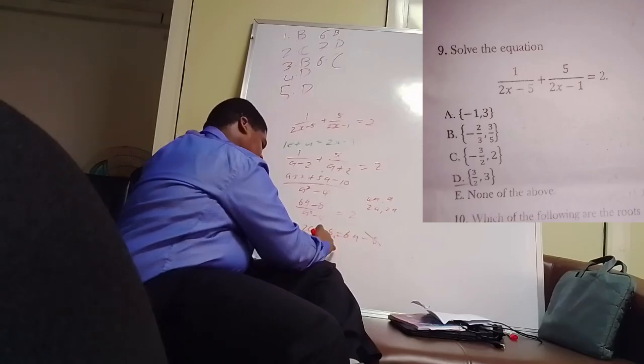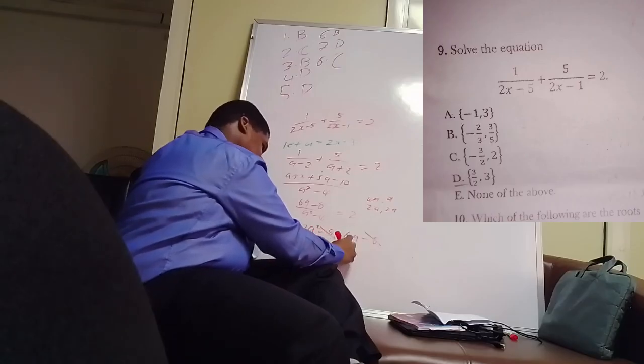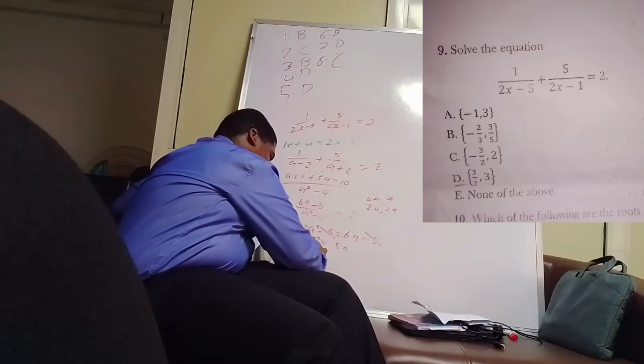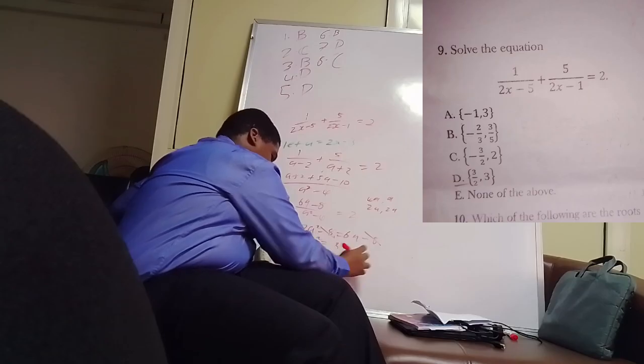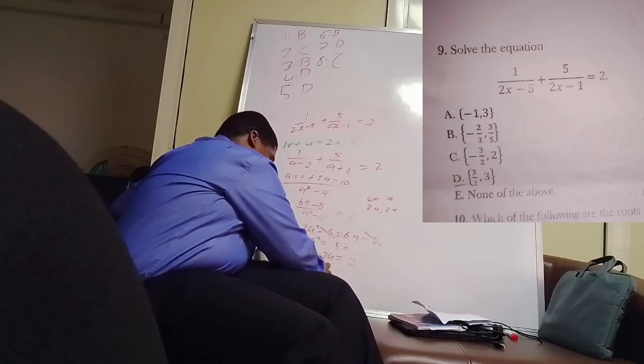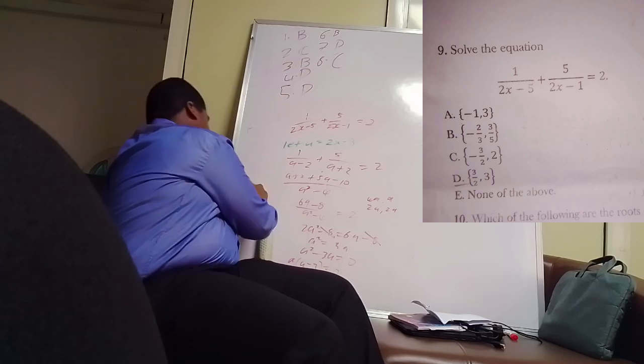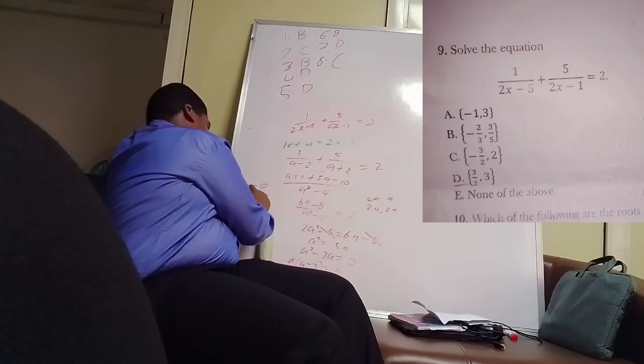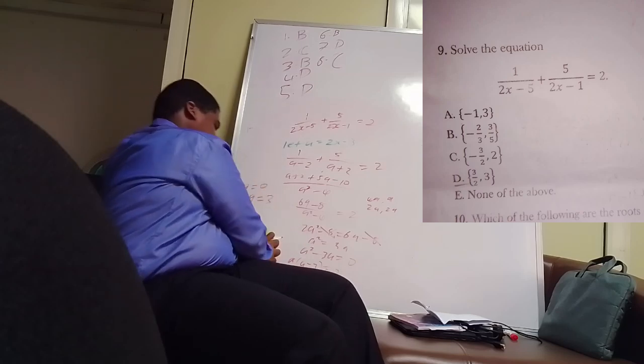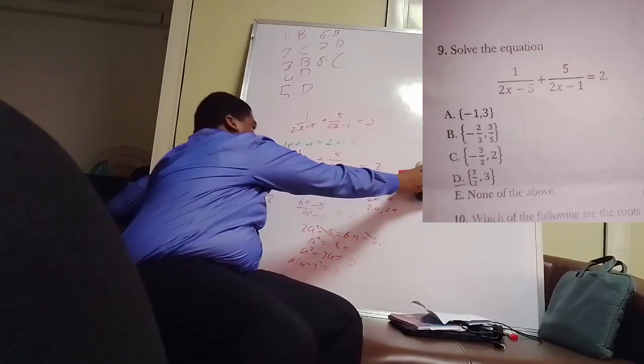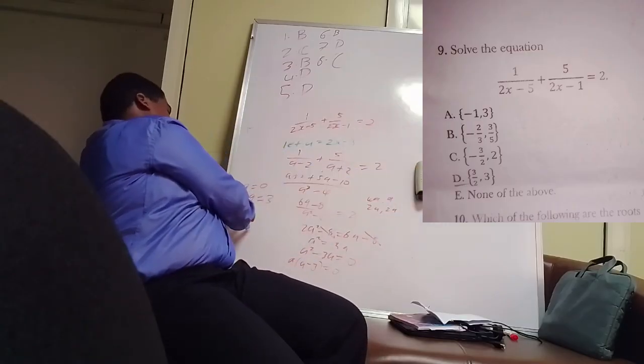Divide both sides by 2. You have a square is equal to 3a. Move this minus 3a to the other side. You have a square minus 3a is equal to 0. You factorize, you have a times a minus 3 is equal to 0. So a is either equal to 0 or a is equal to 3. So our value of a is either equal to 0 or our value of a is equal to 3.